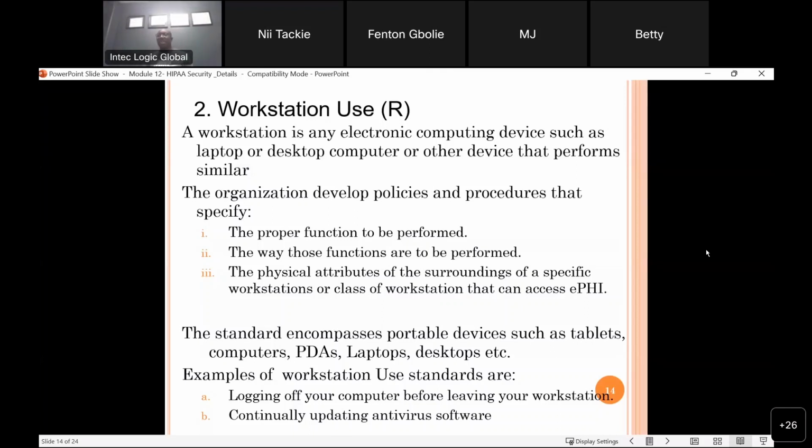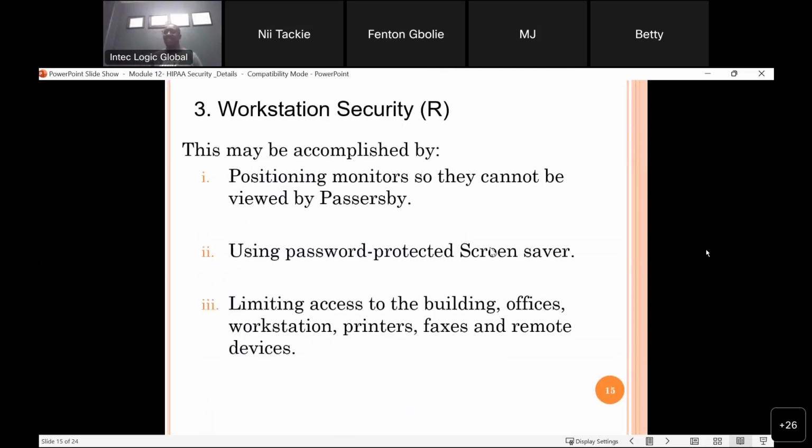When a doctor or a nurse comes to see a patient in that consulting room, when they are walking away, they should log off their PC. Even when they are stepping away for just a second or a minute, they need to log off. When they come in, they should log in, right? It's very, very important. Then continually updating antivirus software, right? Workstation security.